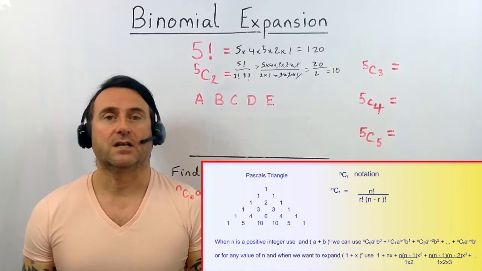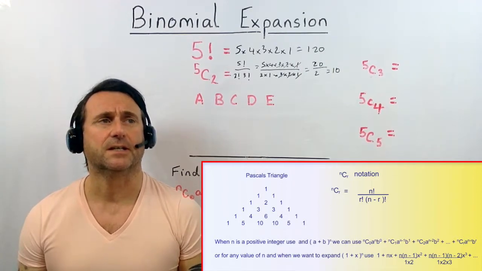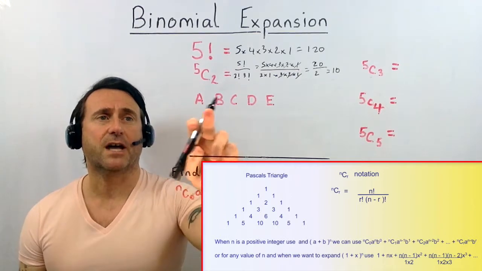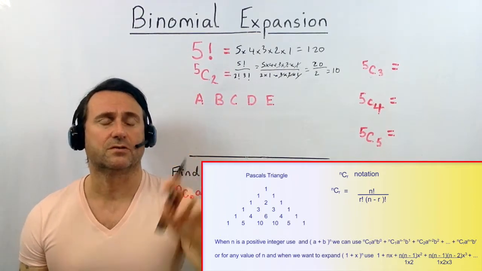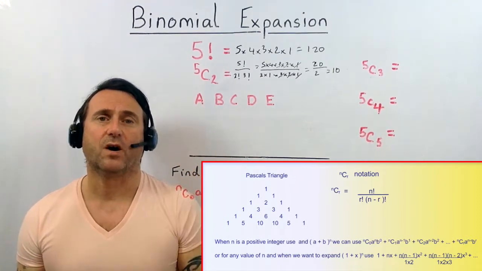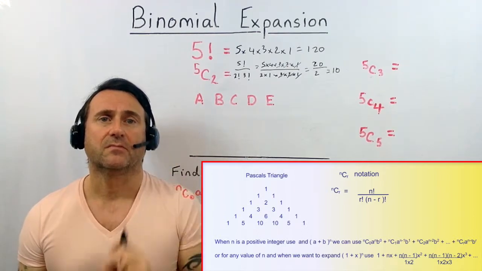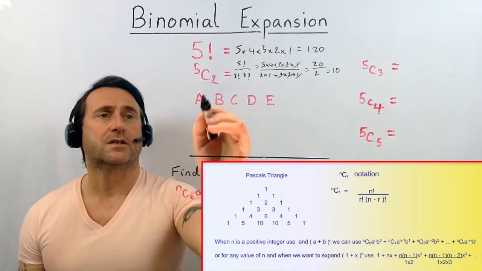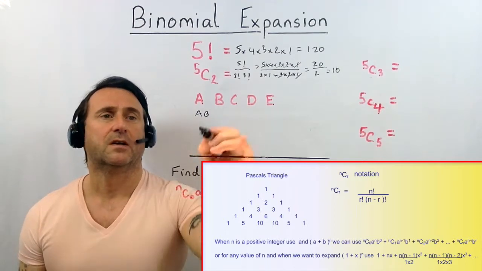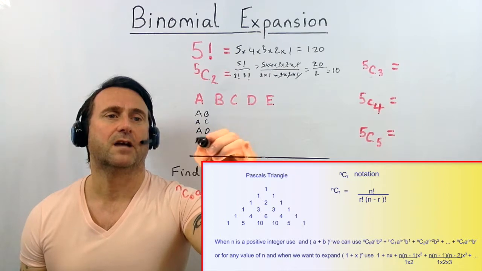Now if we have a look at that in a practical sense, if we've got these letters here, A, B, C, D and E, what 5c2 is really saying is we need to choose a pair of letters, 2 letters, out of a total of 5 letters. How many different ways can we do that? How can we group up 2 letters? How many times can we do that? So if we have a look here, we could do AB, link A with B. We could also link A with C, A with D, and A with E.